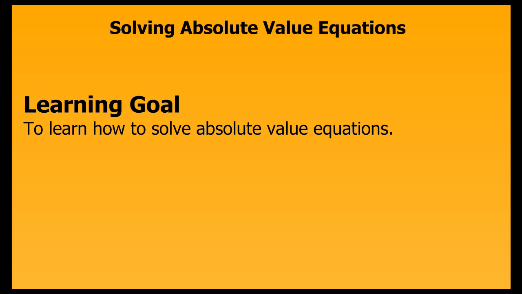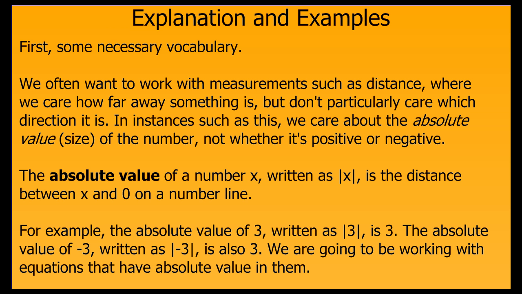Welcome to Algebra 1. The learning goal for this episode is to learn how to solve absolute value equations. First, some necessary vocabulary. We often want to work with measurements such as distance, where we care how far away something is, but don't particularly care which direction it is. In instances such as this, we care about the absolute value, or size, of the number, not whether it's positive or negative. The absolute value of a number x, written as an x with straight bars on either side of it, is the distance between x and 0 on a number line.